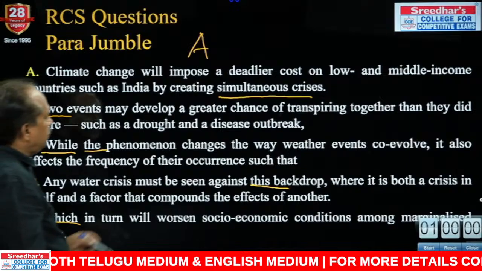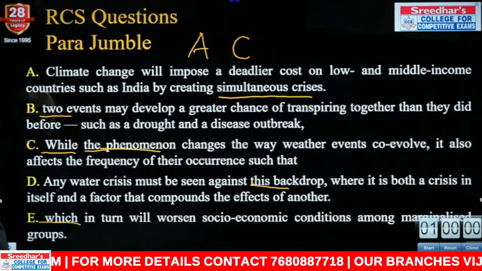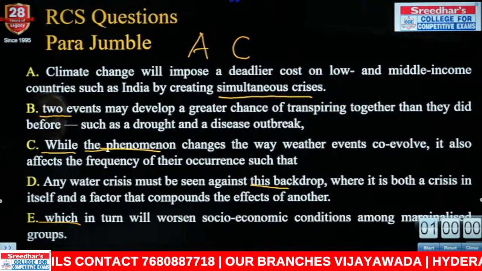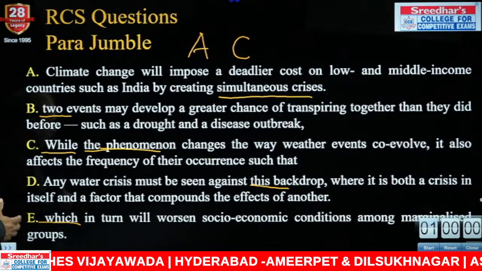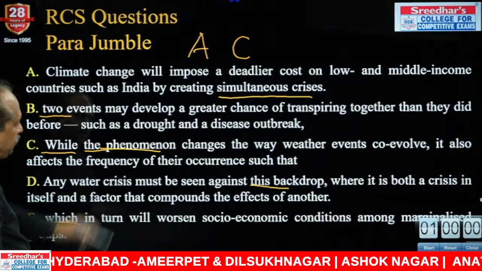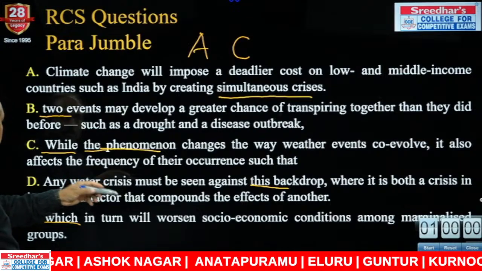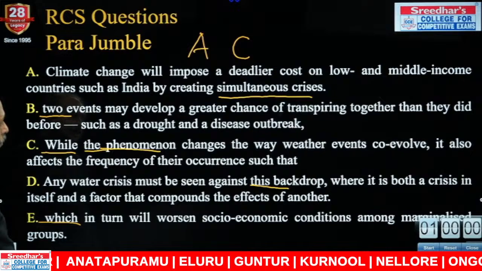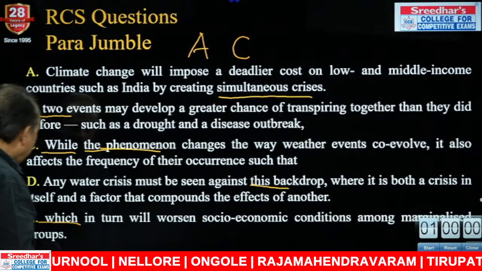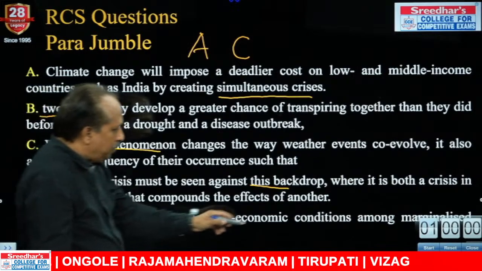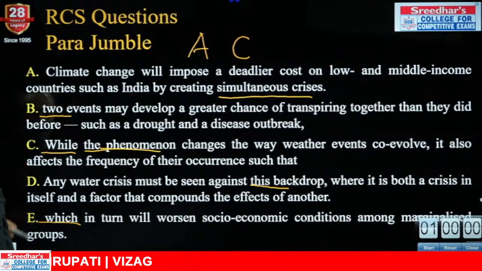Who says C? C is the second one. Very good. While the phenomenon, it talks about climate change will impose a deadlier cost on low and middle income countries such as India by creating simultaneous crisis. While the phenomenon changes, here the definite article there. Based on that, while the phenomenon changes the way weather events co-evolve, it affects the frequency of the occurrence such that 2 events may develop a greater chance of transpiring together than they did before, such as a drought and a disease outbreak, and these two, which in turn will worsen socio-economic conditions among marginalized groups. That means what? C, B, and E, one group.